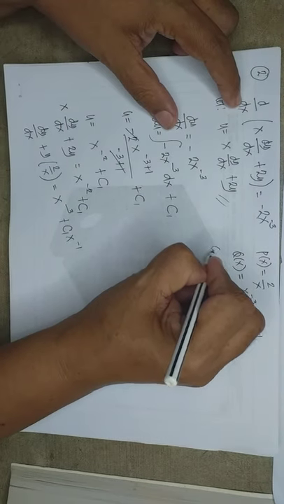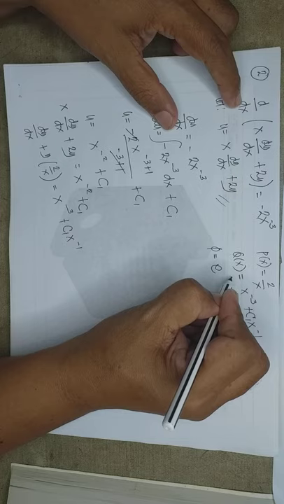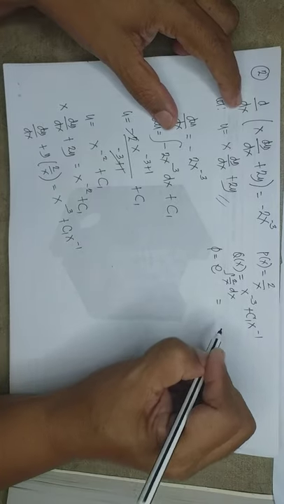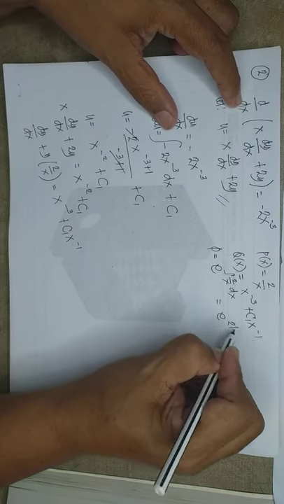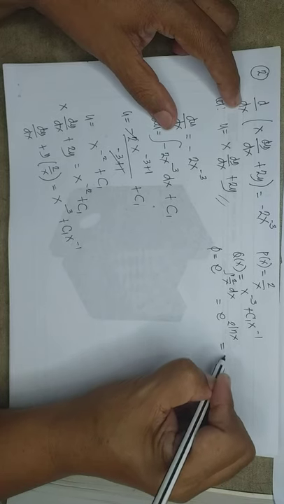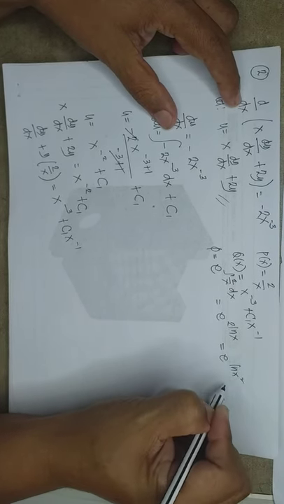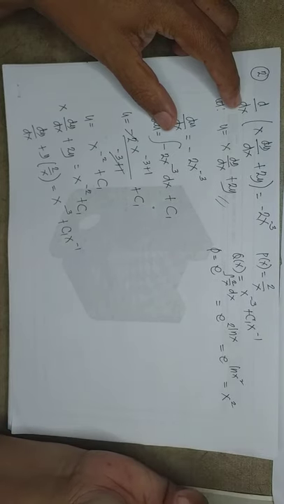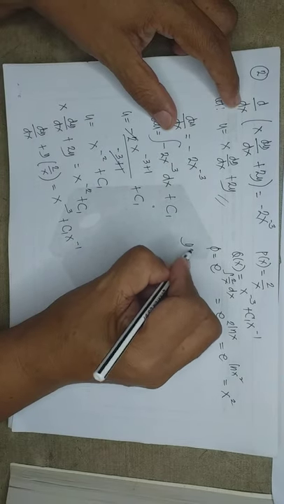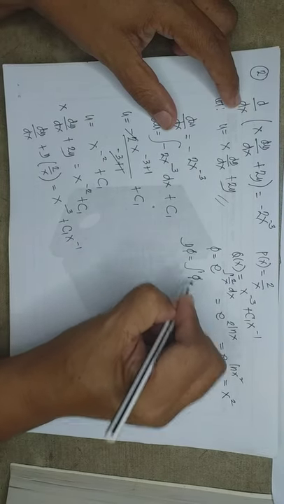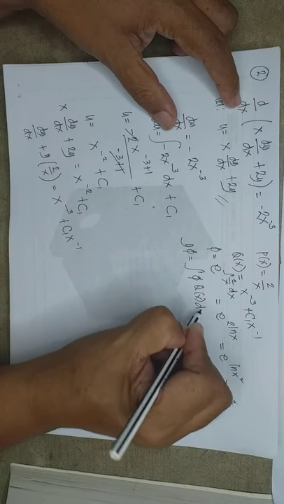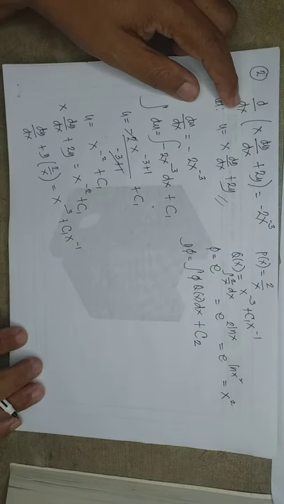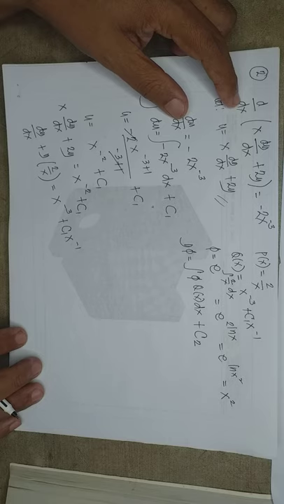So what is your phi? We have e raised to the integral of px, that is 2 over x dx, or it is simply e to the 2 ln of x. Or this is e to the ln of x square, or this is simply x square. Okay? That'll be our phi. Solution: we have y phi is equal to the integral of phi qx dx plus c sub 2. Okay? Just like what we've done on the first example.